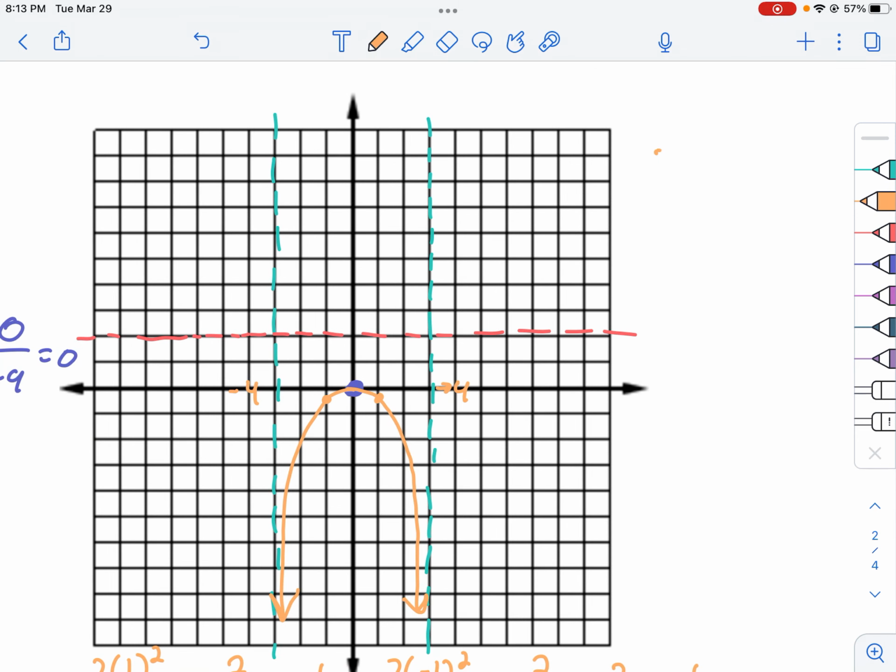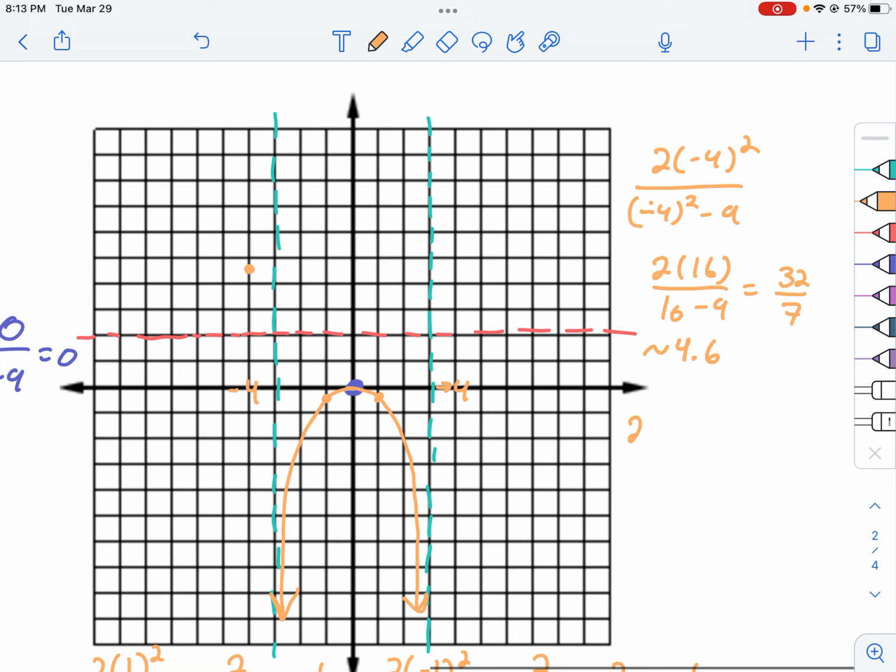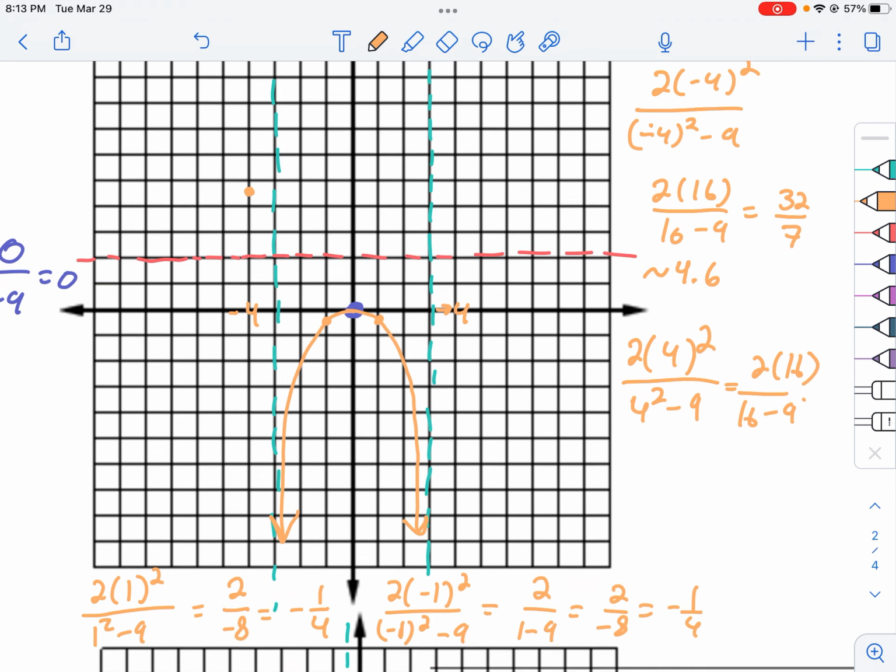So we're going to go 2 times negative 4 squared over negative 4 squared minus 9. So that's 2 times 16 over 16 minus 9, which gives us 32 over 7. Because I've done this question already, that's approximately 4.6. So it's going to be negative 4, 1, 2, 3, 4.6. Puts us right here. And then we're going to plug in 4, so that's 2 times 4 squared over 4 squared minus 9. So that's 2 times 16 over 16 minus 9. So that gives us 32 over 7 again, which again is 4.6.